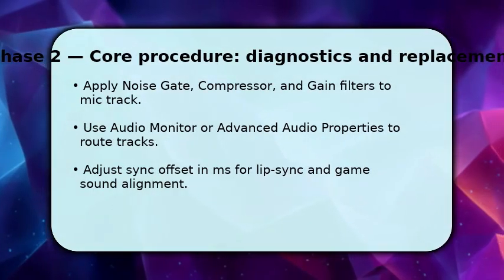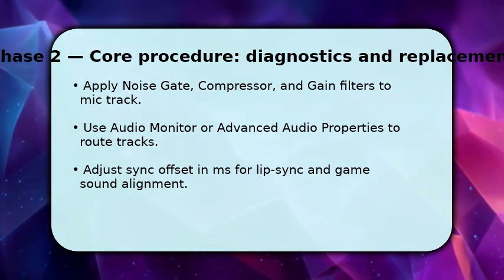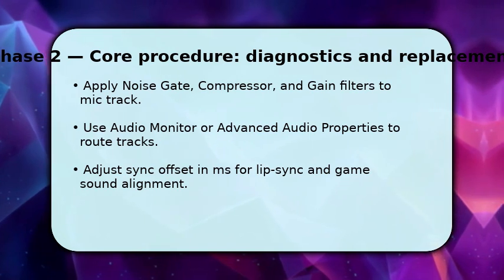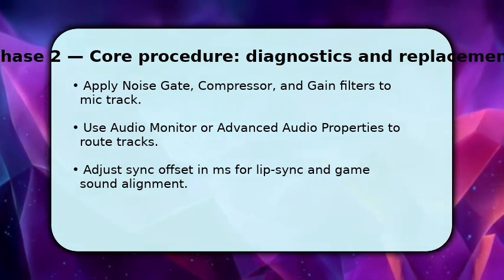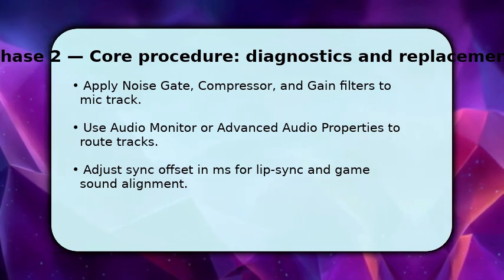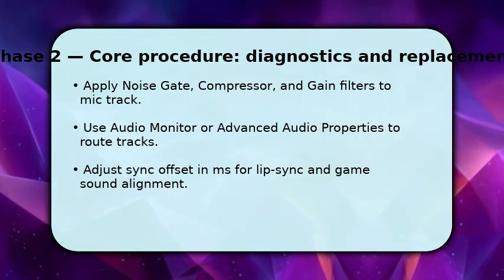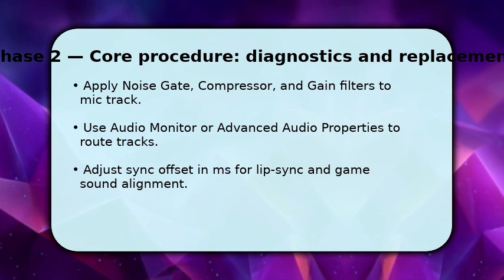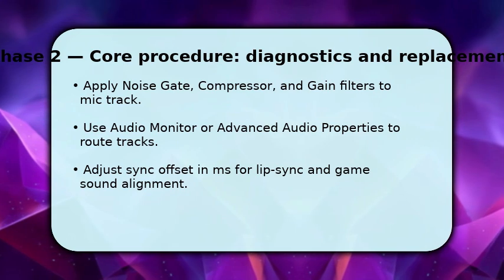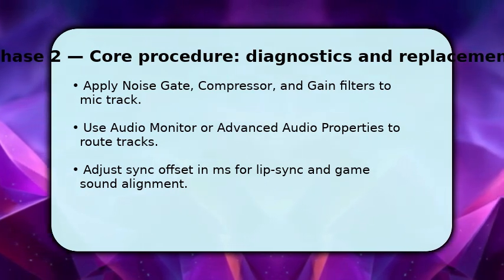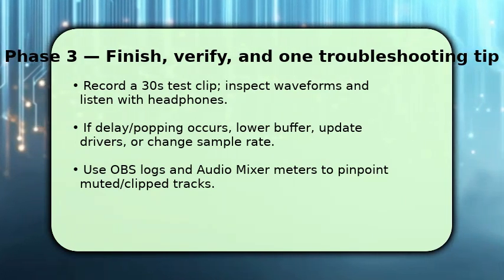Now you actively shape and route audio. Click your mic, add a noise gate to remove room hum, then a compressor to even levels, and a gain filter only if needed. Listen while toggling values. Next, open Advanced Audio Properties. Pick tracks, set monitor off, monitor only, or monitor and output as needed, and ensure desktop audio routes to the correct track. Finally, set sync offset in milliseconds for your mic or desktop so voice and picture align. Small adjustments, big payoff. Finish with verification and a single troubleshooting mantra.